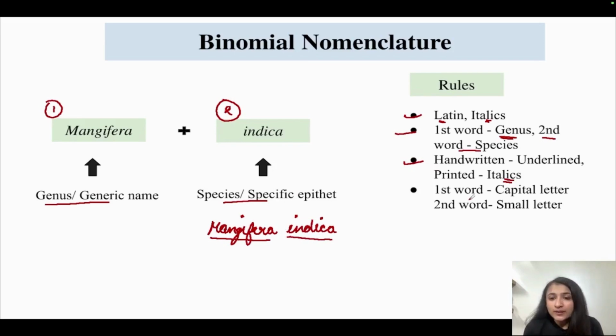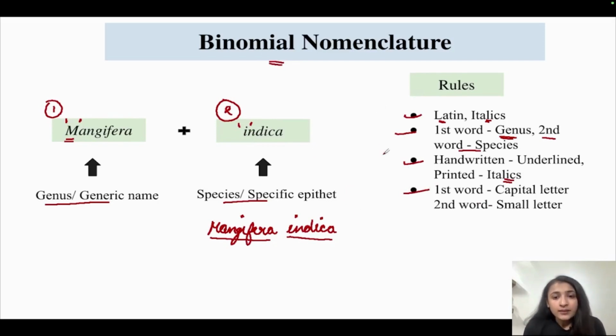The fourth rule is that the first word, the generic name or the genus, begins with a capital letter. For example, you can see M is written in the capital case. And the second word, the species name, begins with a small letter. As you can see, i of indica is written in the small case. So these are some of the universal rules of binomial nomenclature.